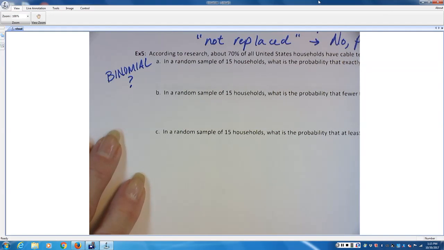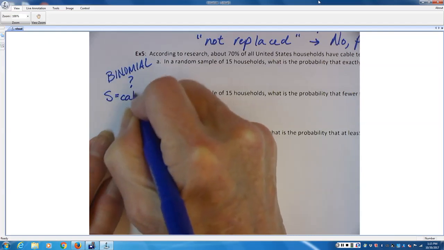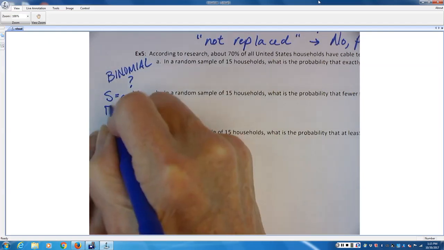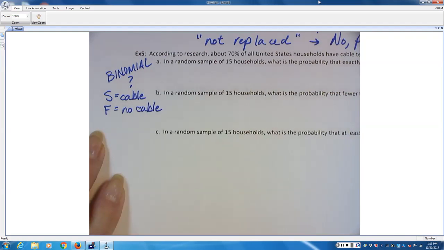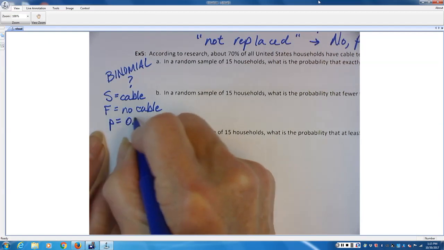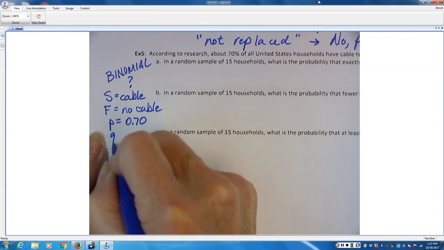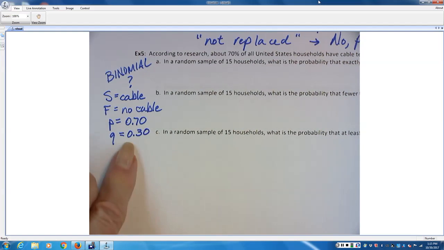It says 70% of all households have cable. So, success, cable; failure, no cable. The probability of success is 0.70, and the probability of failure then would be 0.30. So the question is, are the trials independent?